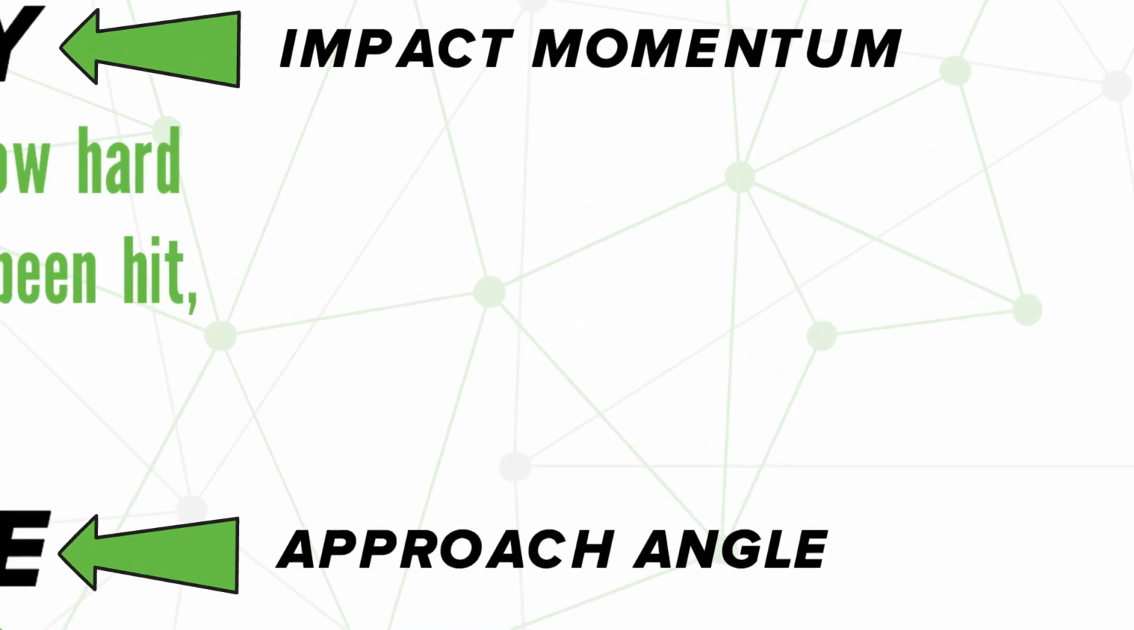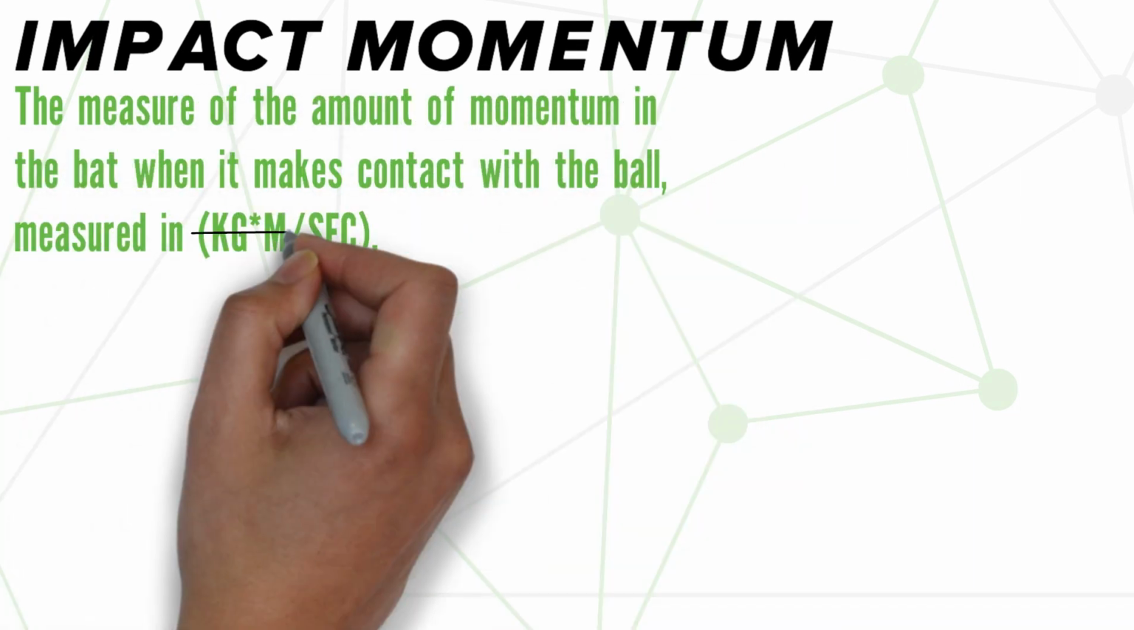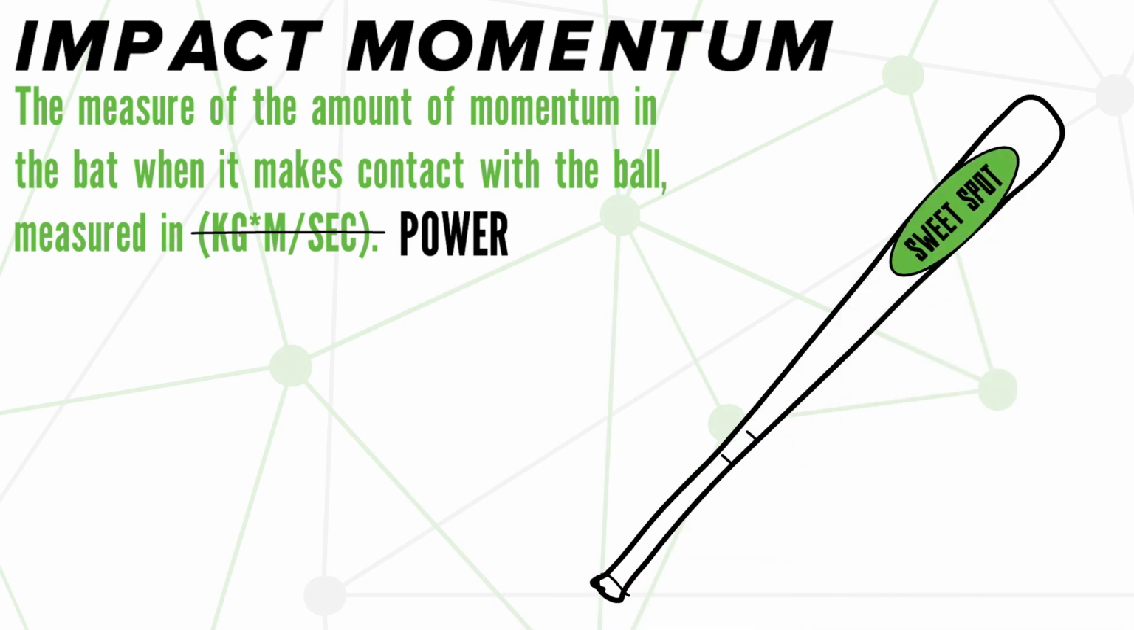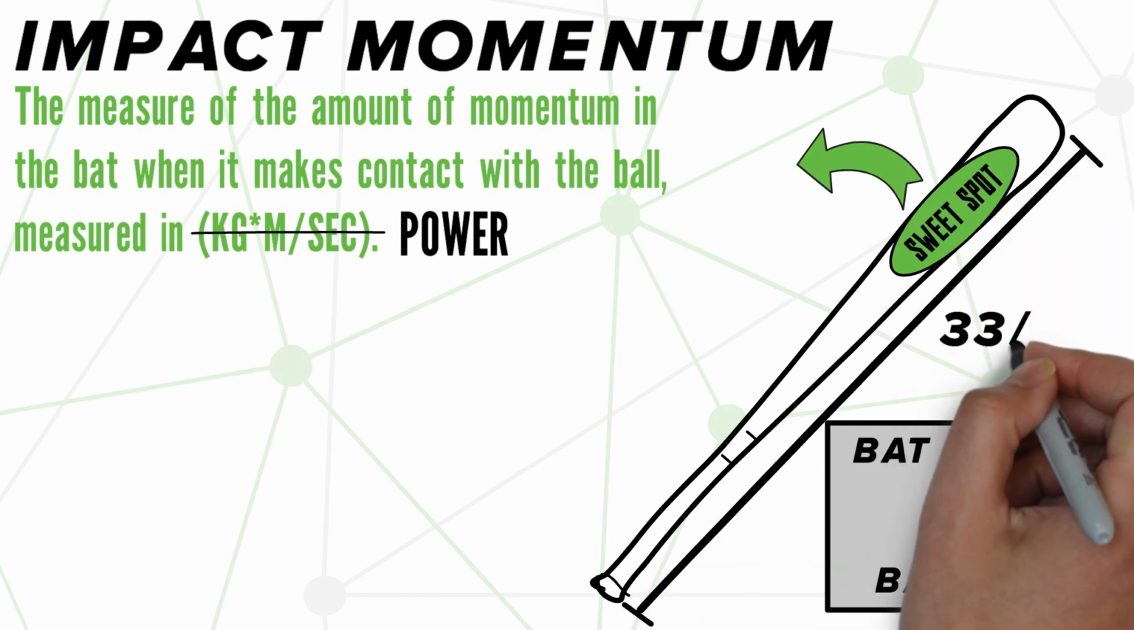For impact momentum, we are looking at the amount of momentum in the bat when it makes contact with the ball. In other words, it measures a hitter's power. This metric takes into account the speed of the barrel throughout the swing, along with the dimensions of the bat, in order to give you that power output.